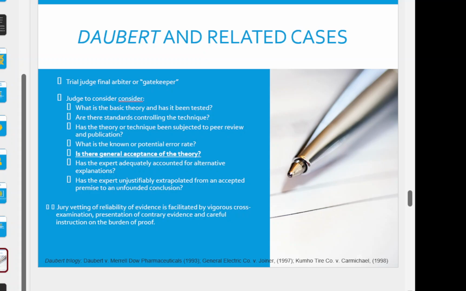Is there general acceptance of the theory? Has the expert adequately accounted for alternative explanations? Has the expert unjustifiably extrapolated from an accepted premise to an unfounded conclusion? So, jury vetting of reliable evidence is facilitated by rigorous cross-examination, presentation of contrary evidence, and careful instruction on the burden of proof in order to make sure that the expert testimony is up to par.